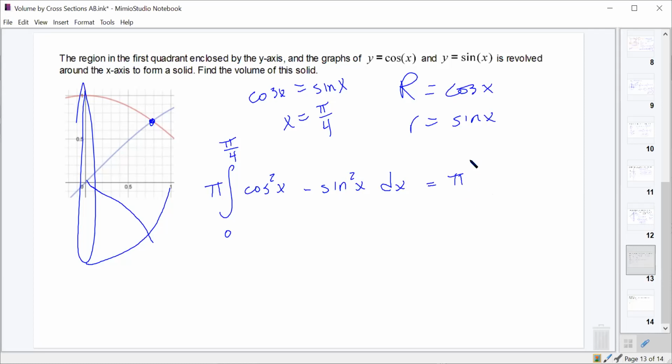And how can I rewrite cosine squared x minus sine squared x to make that integral a lot easier to complete? Is it negative 1? Nope.